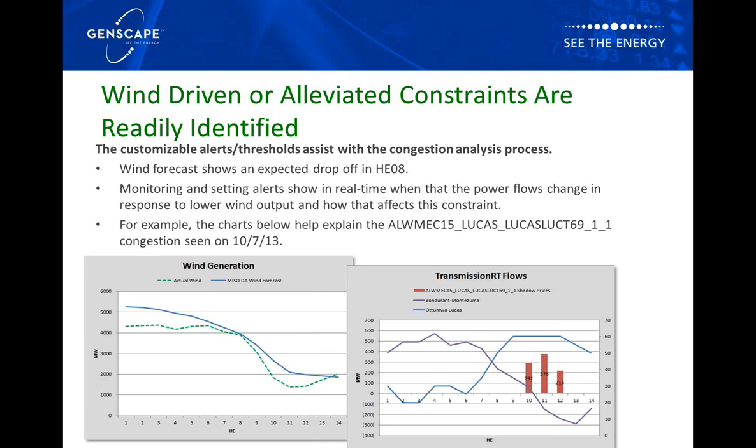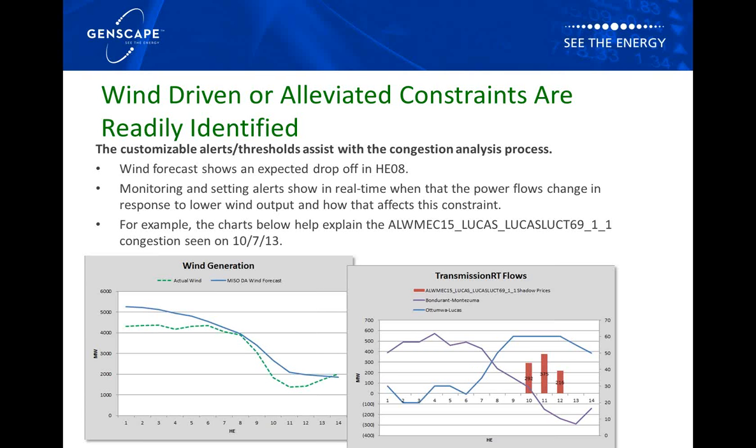So if you look at the bottom left-hand chart, it's basically tracking the real-time wind generation there in the morning of the 7th versus the MISO day-ahead forecast. And if y'all look now at the right chart, we have a couple of lines around the Ottumwa area. The first of which, represented by the purple line, is the Bondurant Montezuma 345 kV.